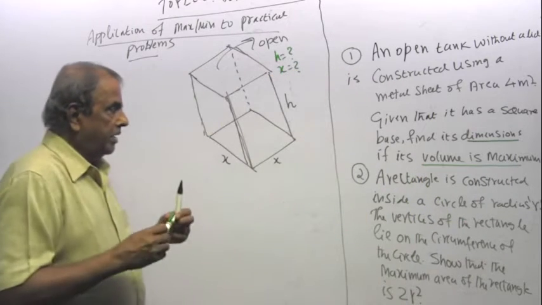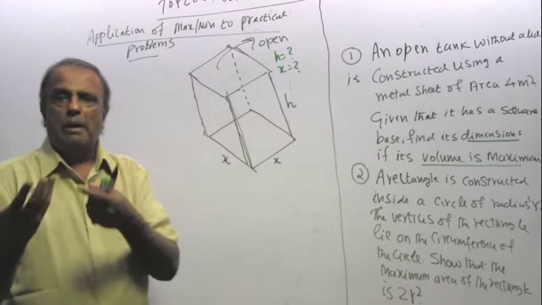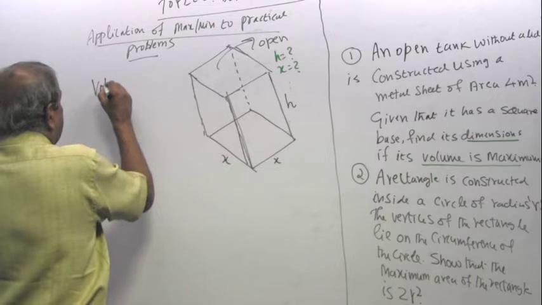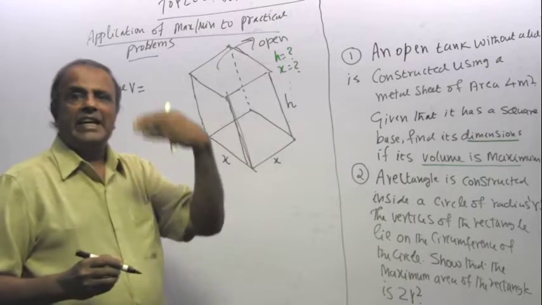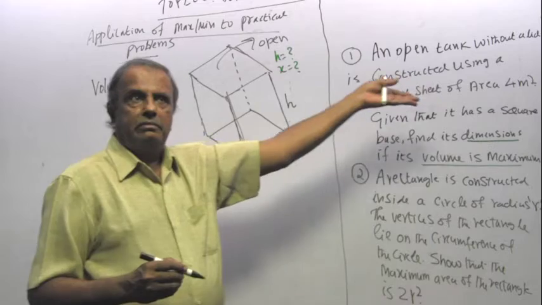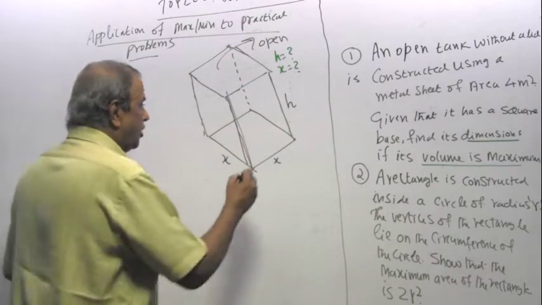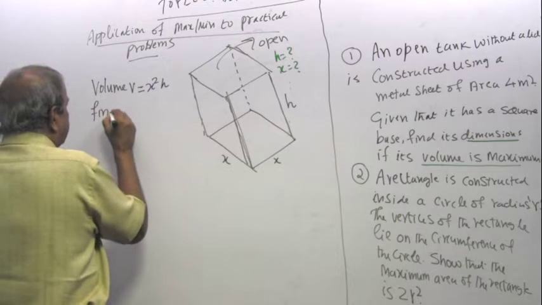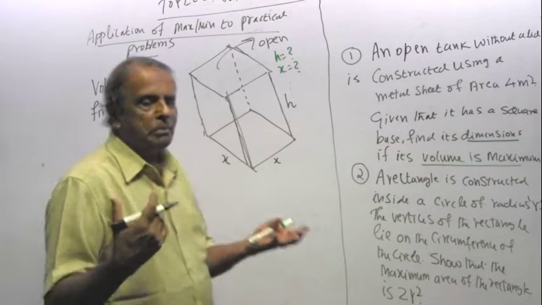Next step will be identify the quantity that has to be a maximum or a minimum. In this case, the volume should be maximum. So volume V equals, once you identify, write it in terms of the variables you have labeled or nominated or designated or identified. So the volume is x squared h, and I want to find the maximum volume. So now my mathematical model is complete.